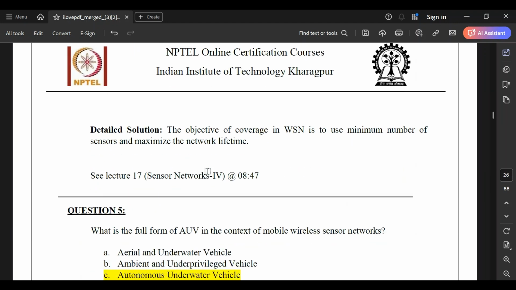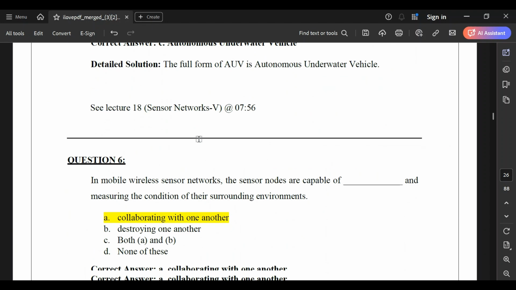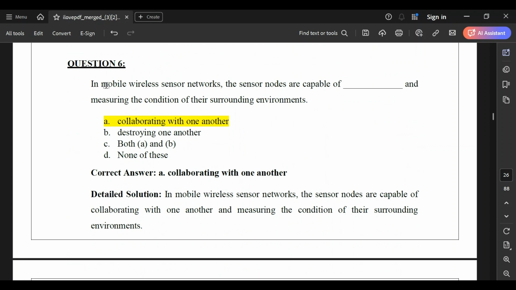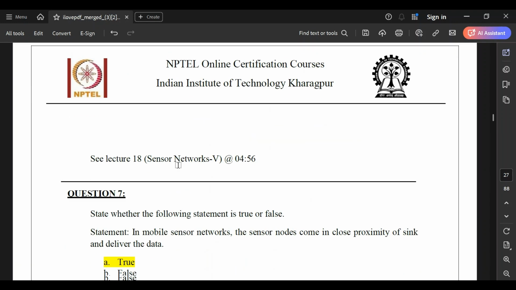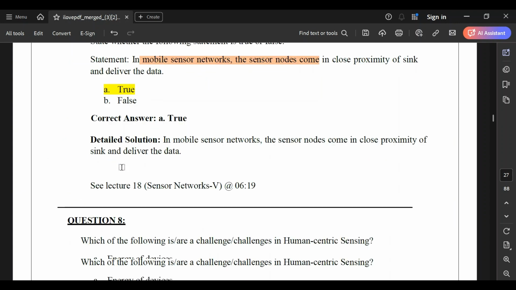This is true. And what is the full form of AUV? So AUV means autonomous underwater vehicle. And in mobile wireless sensor network, the sensor nodes are capable of collaborating with one another. And moving to the next question, in mobile sensor network, the sensor nodes come to close proximity of sinks and deliver the data. This is true.